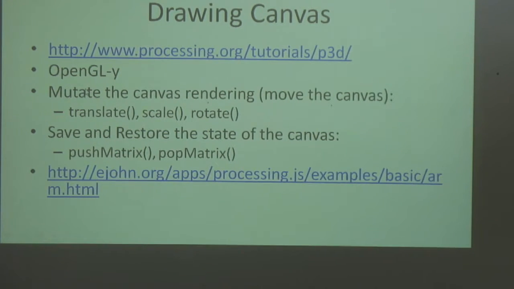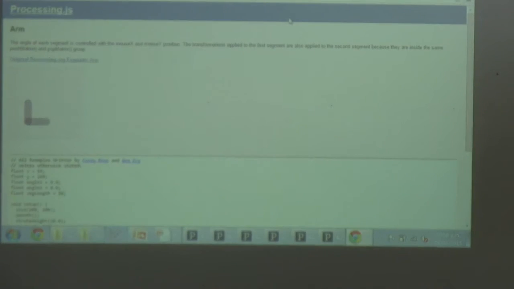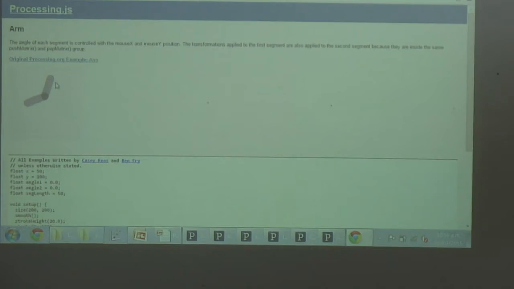So it has a slight OpenGL feel to it, but because it's Processing, it's tried to simplify things down. When we render, we basically move the canvas, or move where we're drawing in the world, by using things such as translate, scale, and rotate, and we can save and restore the state of the canvas using push matrix and pop matrix. We're going to have a much larger look at that in a minute, but here's the sort of thing. This is just running in 2D, obviously, but 2D is just 3D with no depth really.